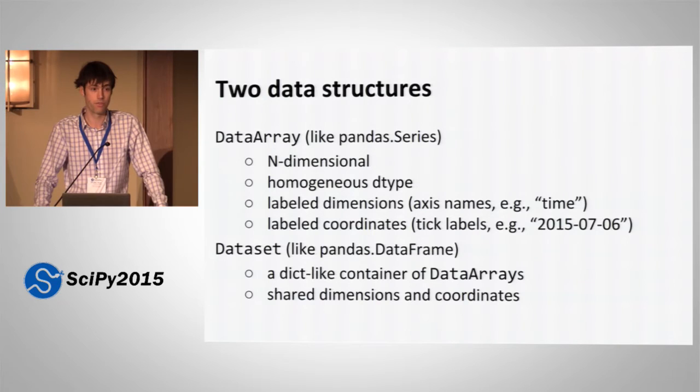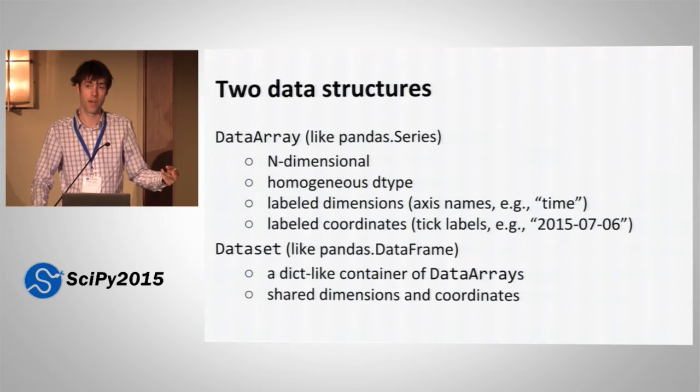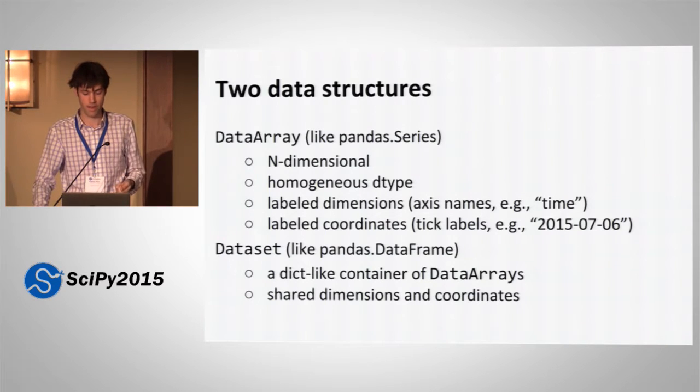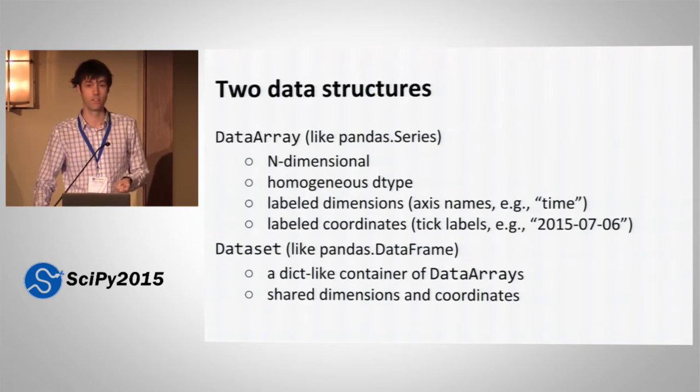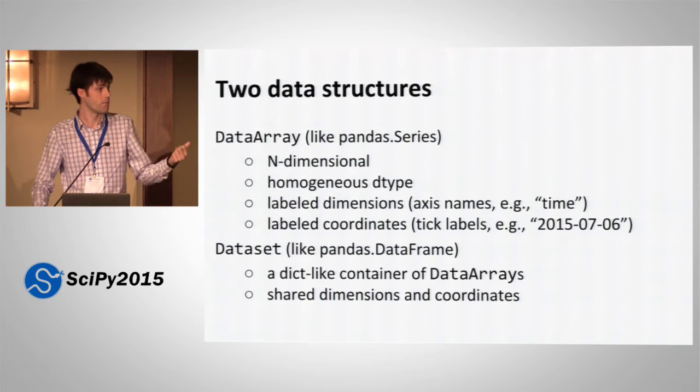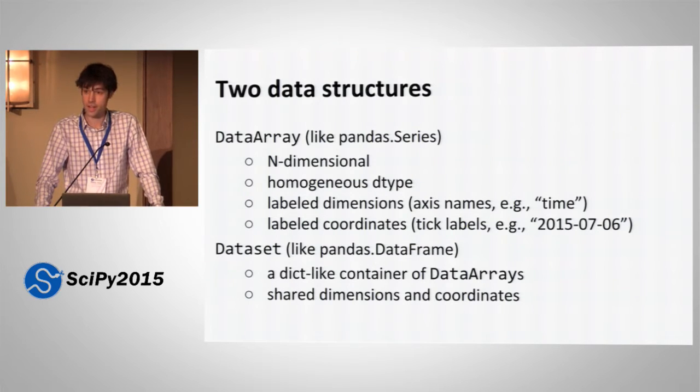And that metadata comes in the form of two types of labels. We have labeled axes or dimension names, like the time axis, and we have coordinate labels, which are tick labels along an axis. So, for example, a particular date, like July 6th of 2015, could be a datetime object that labels a particular point along the time dimension. So that's the DataArray.